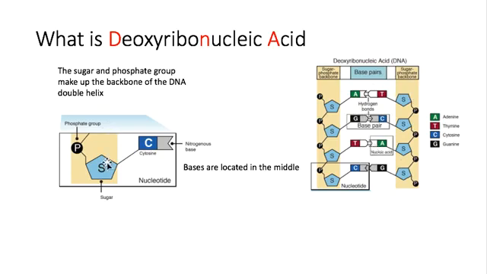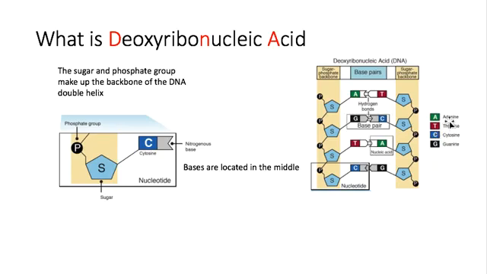But how? If you were to look here, each nucleotide is made up of a phosphate group and a sugar. Those are going to be on the sides. In the middle, you have a nitrogenous base. There are four different nitrogenous bases. So we have adenine, abbreviated as A, thymine, T, cytosine, C, and guanine, G.